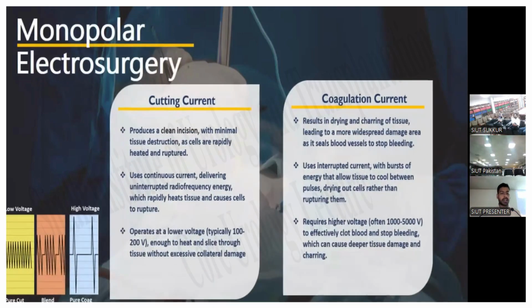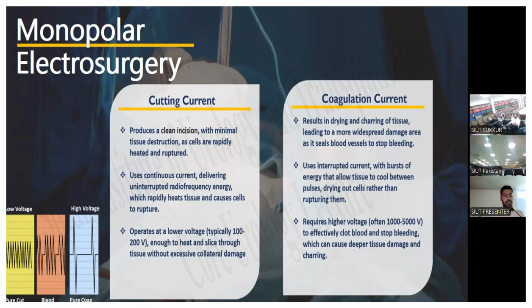So the monopolar current can be used for two effects. Otherwise, there is also blending and fulguration as well. But cutting and coagulation are the two main effects achieved in monopolar electrosurgery. The cutting current produces clean incisions with minimal tissue destruction, as cells are rapidly heated and ruptured. While coagulation results in drying and charring of the tissue, leading to a more widespread damage area as it seals blood vessels to stop bleeding.